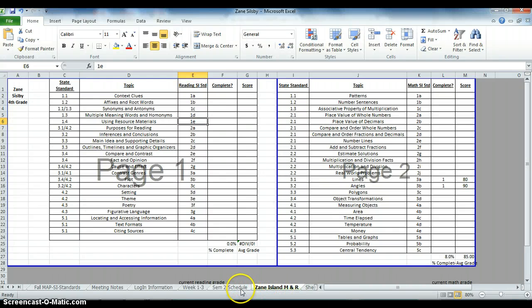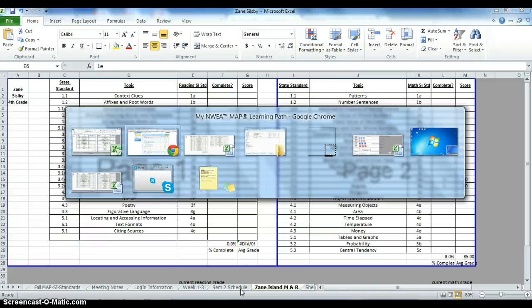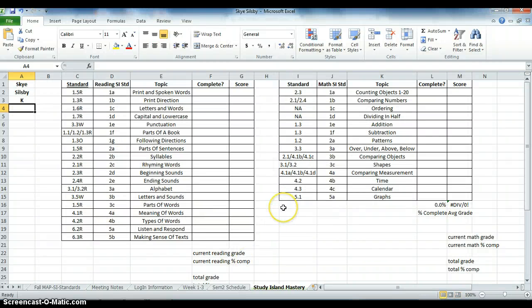And just for clarification purposes, I'll also show you what Skye's is going to look like. Hers is smaller, of course, and she's in kindergarten. And a lot of her quizzes are only 10 questions because that's all they had. So we have math, and then we have reading. So we have the state standard, the Study Island standard, and then the topic. Same with math. And then it's going to work the same way. So she wants to do time today. So we know that's 4B in Study Island.